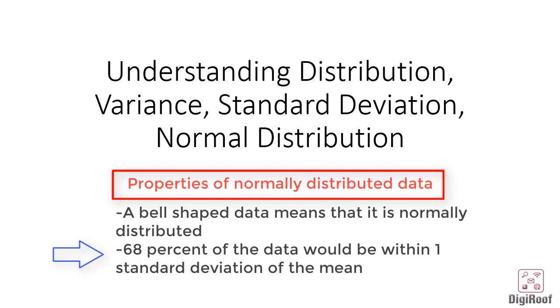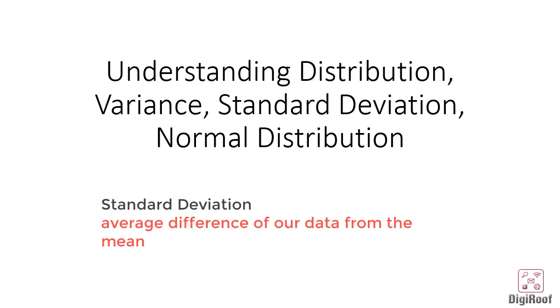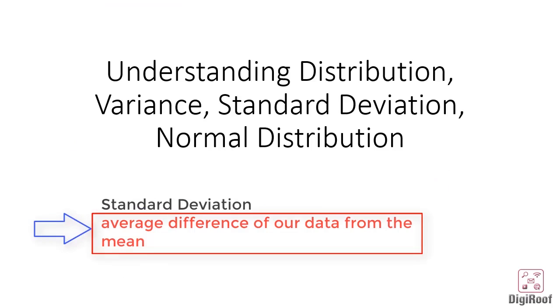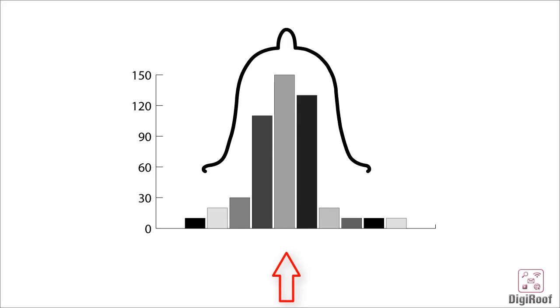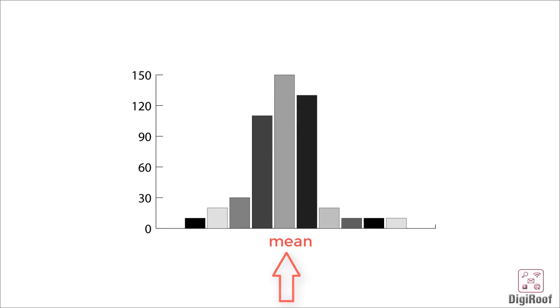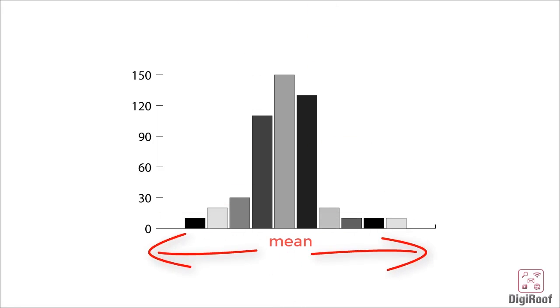For a data that is bell-shaped and which is normally distributed, 68% of the data would be within one standard deviation of the mean. Think back. One standard deviation is nothing but the average difference of each of our answers from the mean. Remember the frequency and proportion distribution graph we drew earlier. This graph is bell-shaped with the mean somewhere in the middle. When we are saying that 68% of the data is within one standard deviation of the mean, we are referring to both sides of the mean. 34% on the left side of the mean, 34% on the right side of the mean.